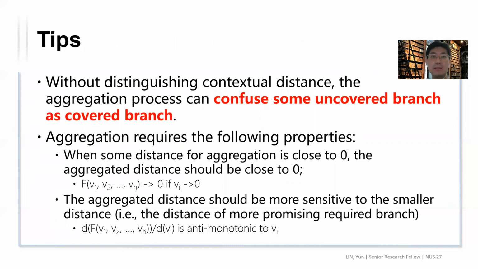The first tip is that without distinguishing contextual distance for different call sites or iterations, the aggregation process can confuse some uncovered branch distance as covered branch.